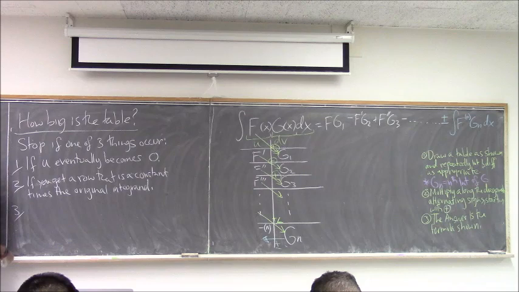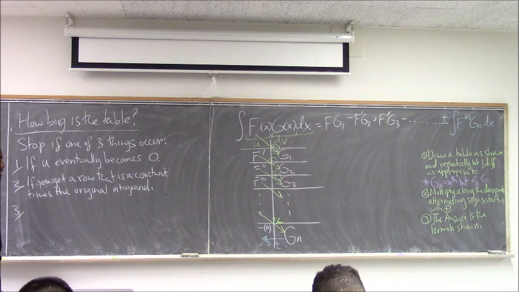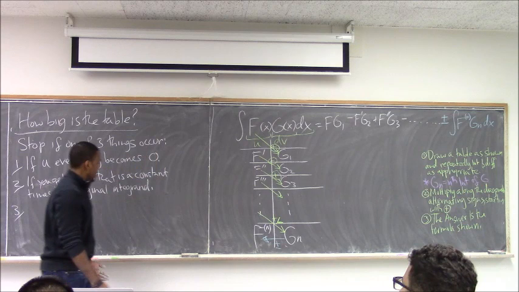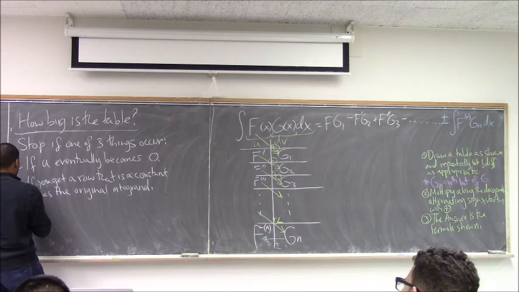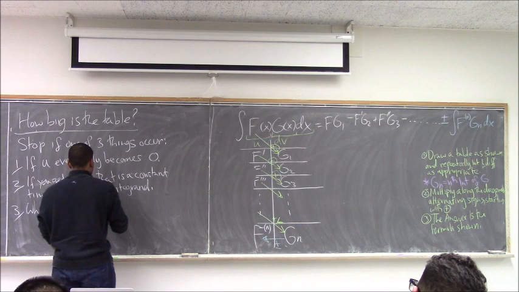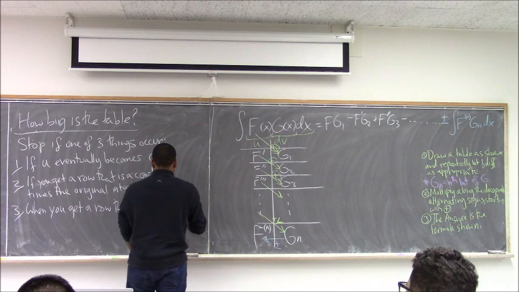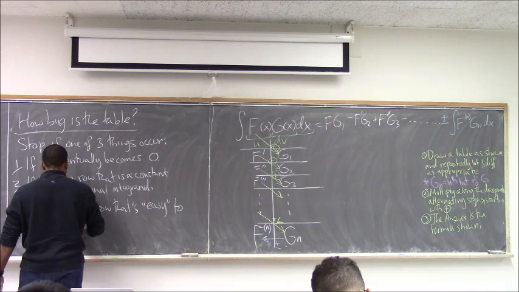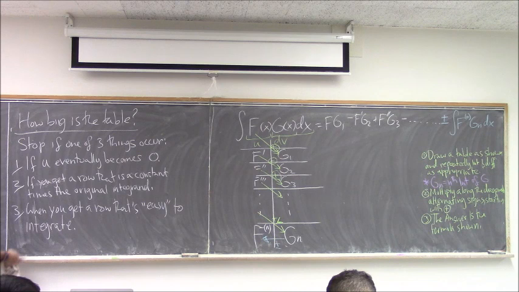Third situation where you would stop the table. And this one takes a little bit of insight, but you can outwork insight with just doing a bunch of problems. Stop when you get a row that's easy to integrate. You keep going until you see a row that looks like, hey, I could do that integral. I don't need another integration by parts. I clearly see a nice substitution or a basic rule can work at this point.